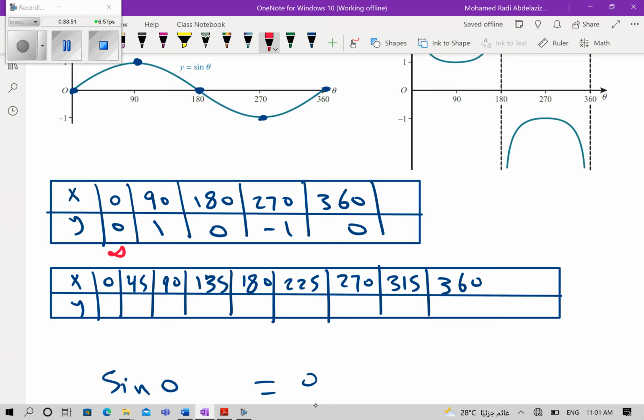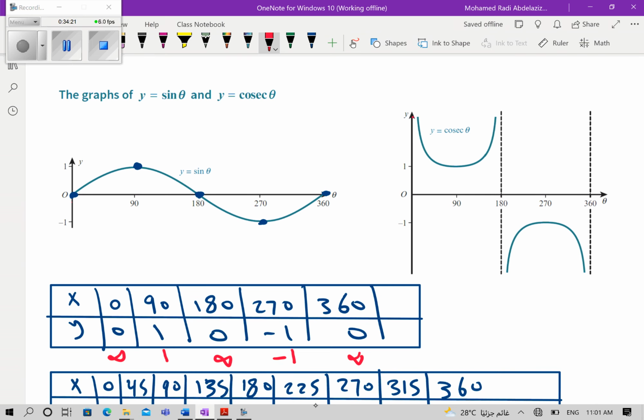At 90, the reciprocal of 1 is 1. The reciprocal of negative 1 is negative 1. Reciprocal means multiplicative inverse; the numerator and denominator switch, so it stays the same. The reciprocal of 0 is infinity, which means drawing a vertical asymptote line. To sketch the graph, I draw vertical asymptote lines at 0, at 180, and at 360. This point is clear?